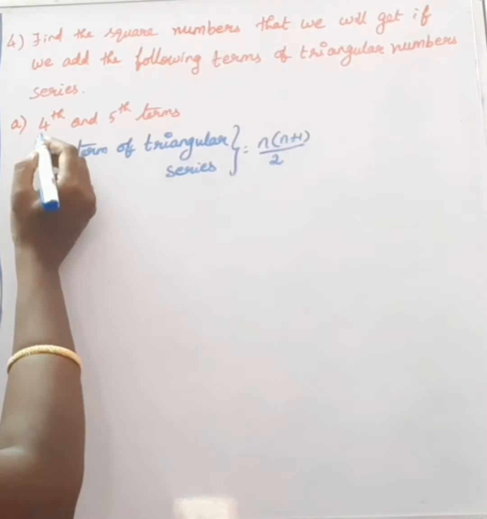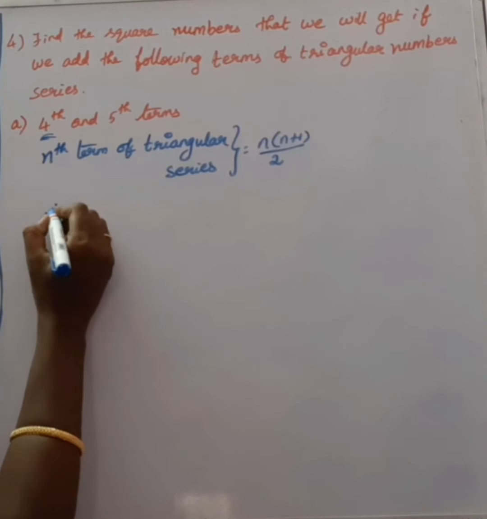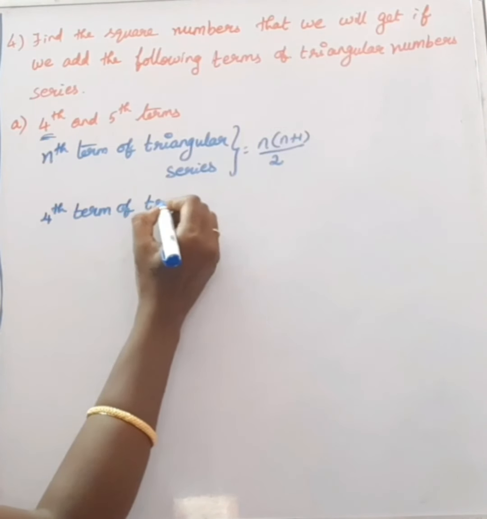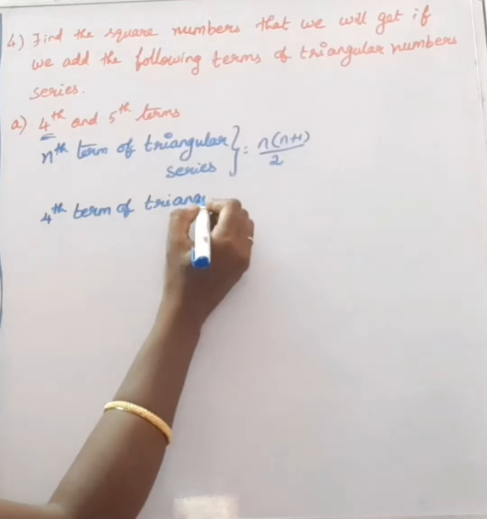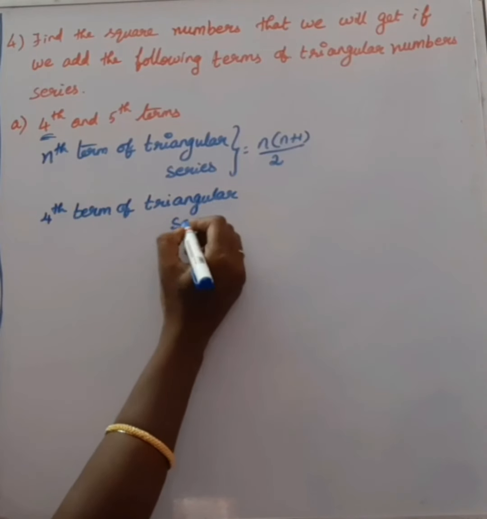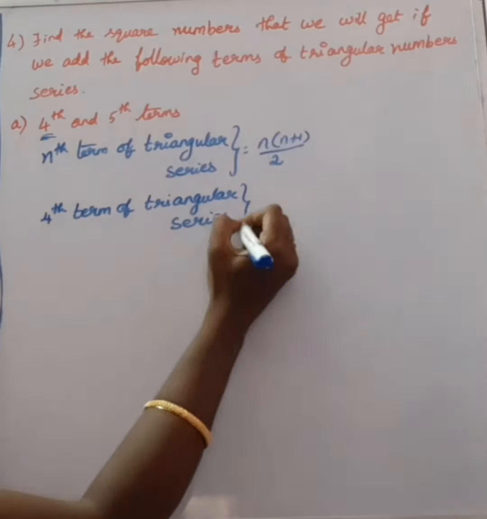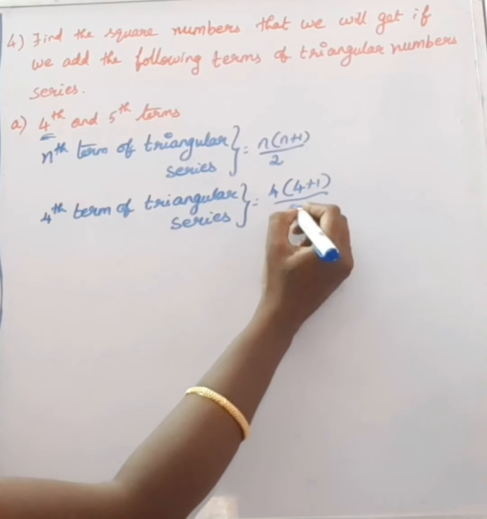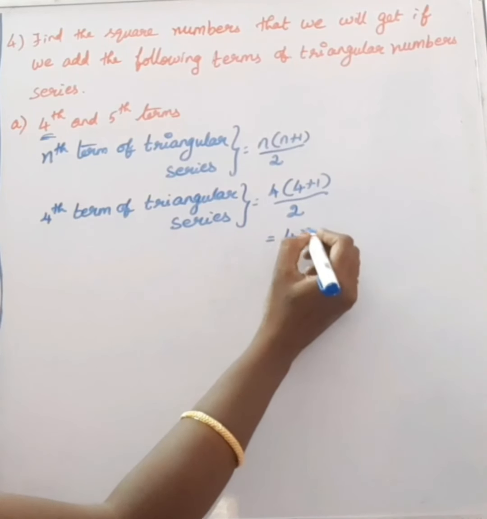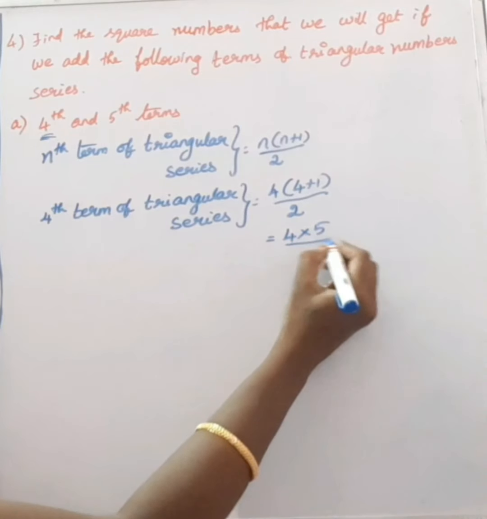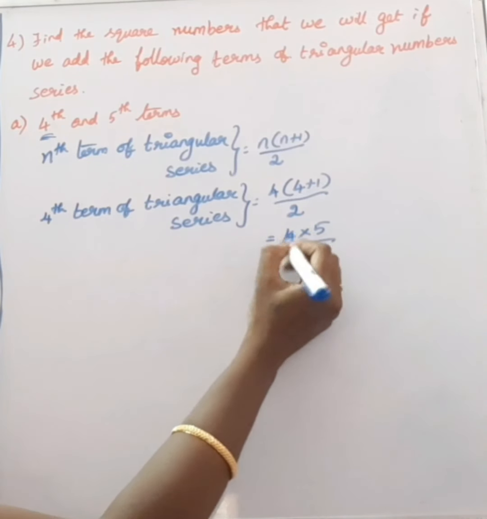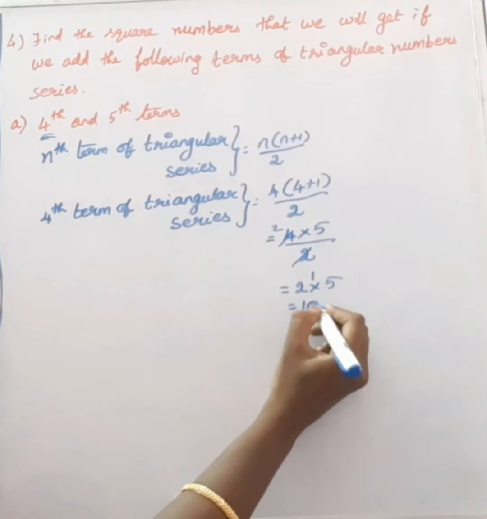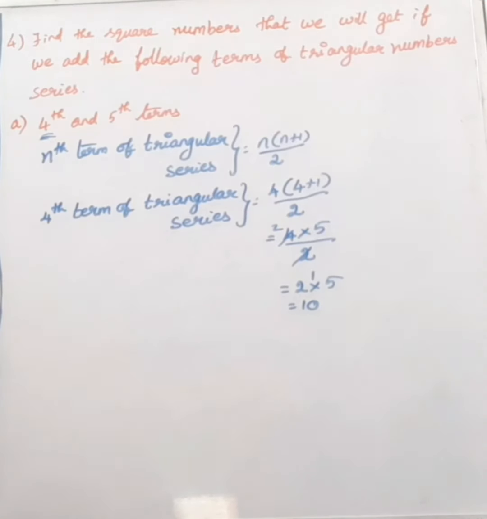Okay. Now what is the first term they gave? Fourth. So fourth term of triangular series is equal to, what is the n value here? 4. 4 into 4 plus 1 by 2. So 4 into 4 plus 1 is 5 by 2. 1 time, 2 times. So 2 5s are 10. Okay, so the fourth term value is 10.